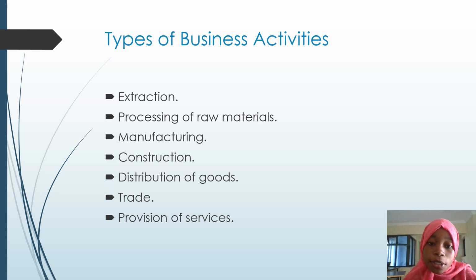The next one is distribution of goods. This refers to the movement of goods from where they are produced to where they are needed. Now, the next is trade. Trade is the buying and selling of goods with an aim of making a profit. And the next is provision of services. This is the selling of services to customers. Examples of services are teaching and hairstyling.